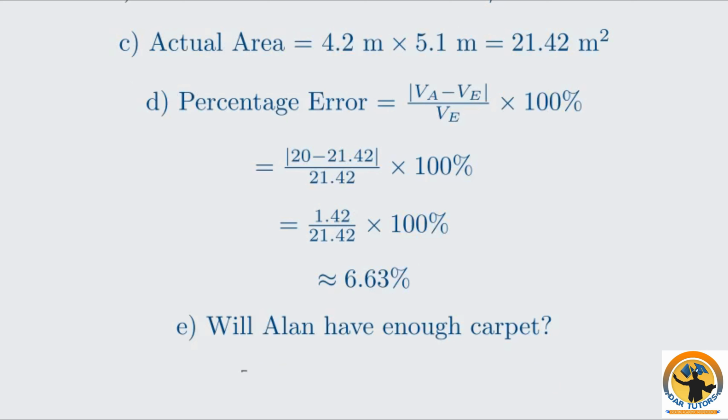Part E asks if Alan will have enough carpet. Since his estimated area, 20 square meters, is less than the actual area, 21.42 square meters, the answer is no, he will not have enough carpet. This example clearly shows that while estimations can be quick, they can lead to significant real-world problems.